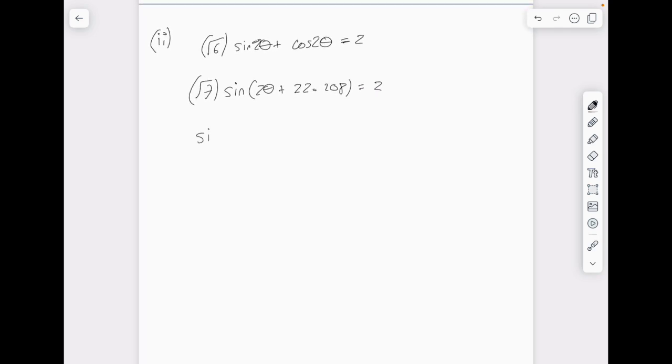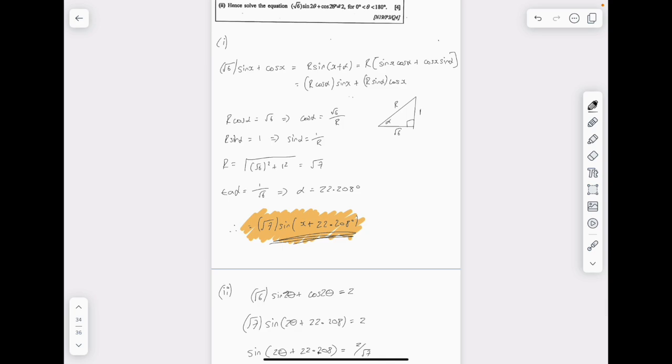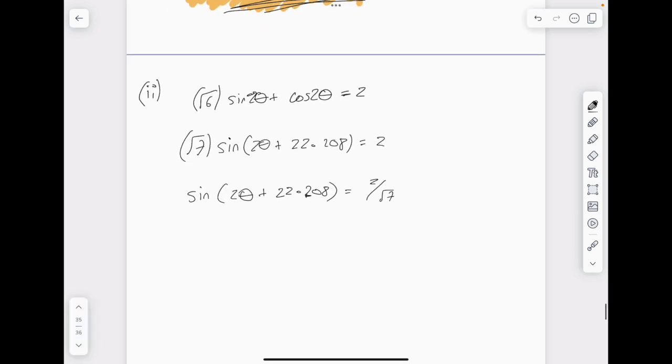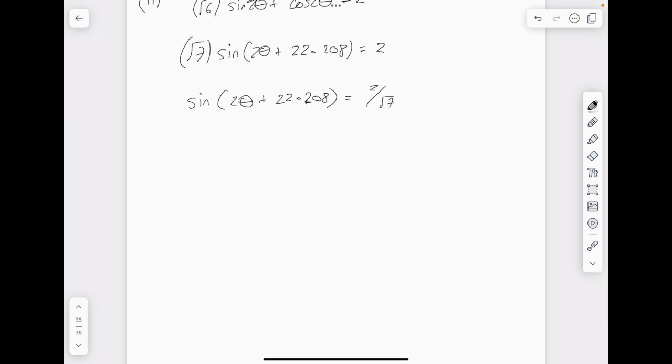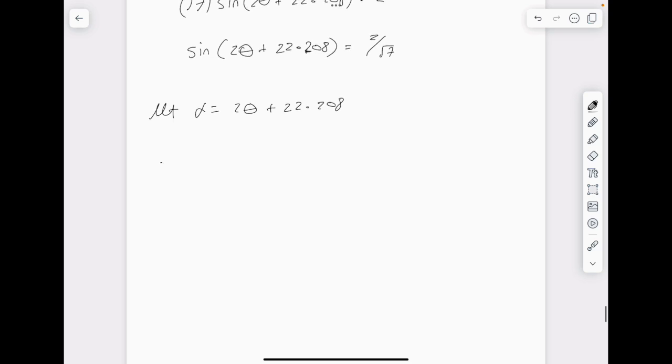We can say that sine of (2 theta plus 22.28) is equal to 2 over root 7. Right. Now, here's what I'm going to say. If we look here, I'm going to say, okay, fine. Let alpha equal 22.28, because I'm doing something a bit separate here. I can therefore say that sine alpha is equal to 2 over root 7, which makes this a little bit easier for me.